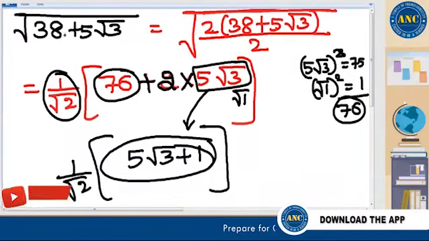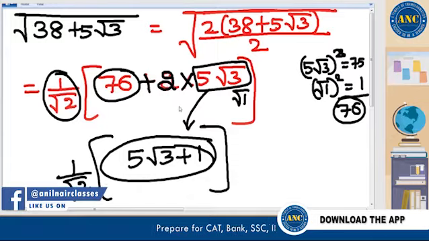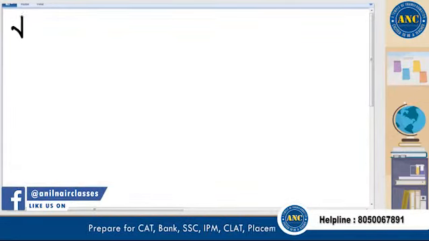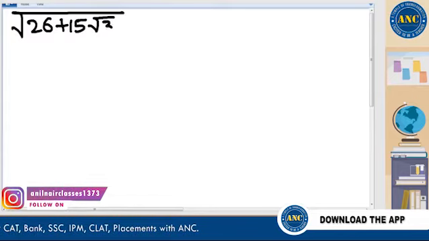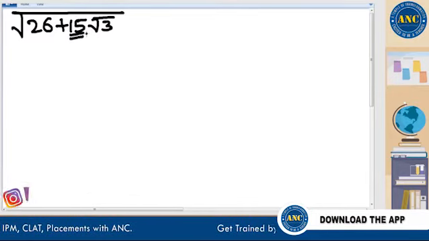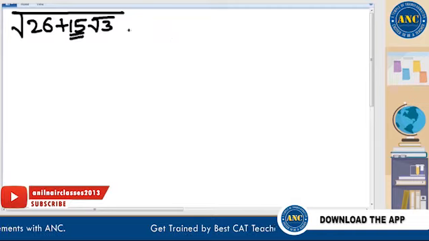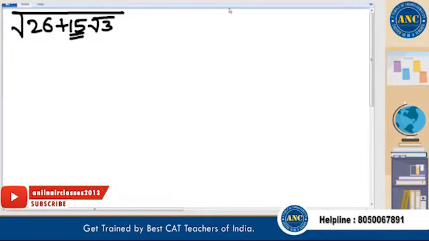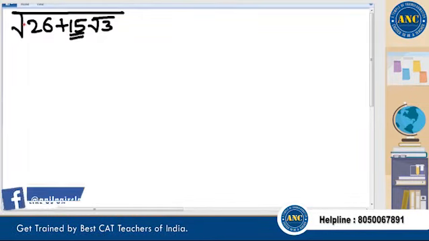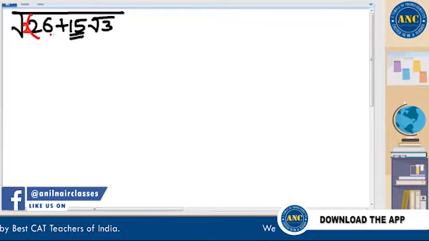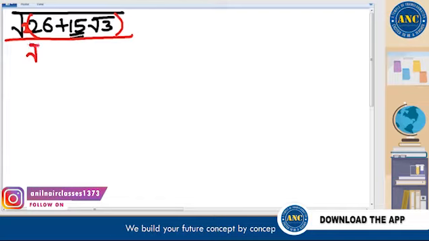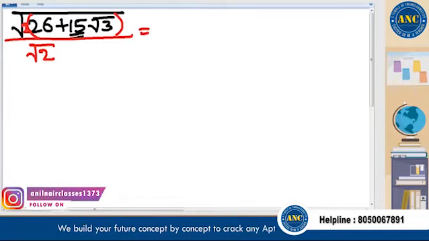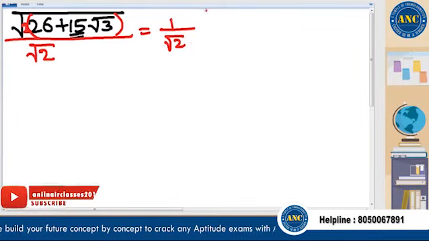Suppose another question. Similar logic we will use for this question. Square root of 26 plus 15 root 3. Now again this is an odd number. You cannot write it as 2 into something. But I know that I require 2 definitely. So make use of it. Multiply this entire thing by 2. Divide also by 2 under the root. That means 1 by root 2 I will keep taking outside.